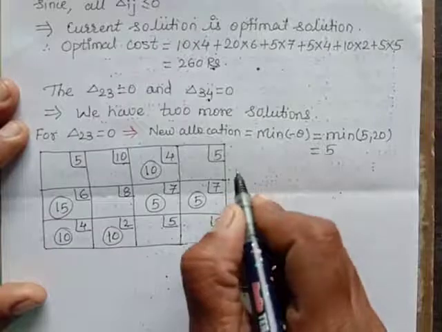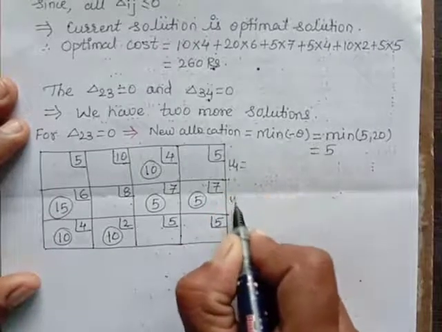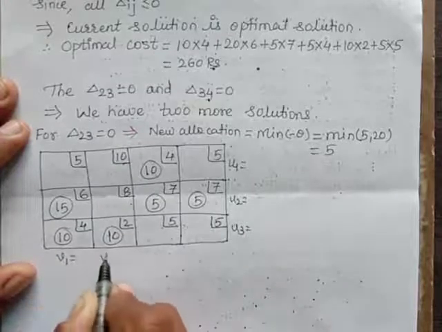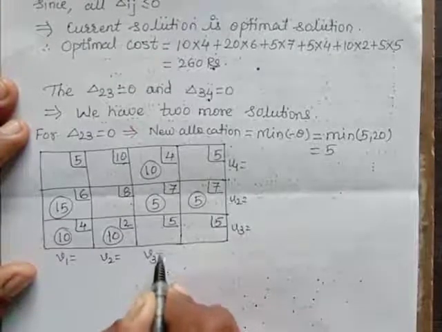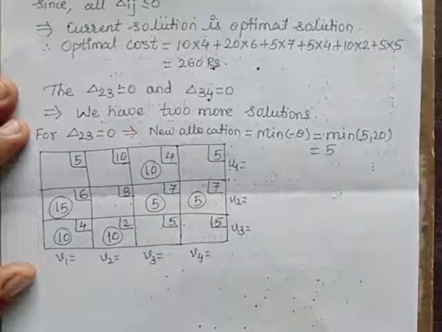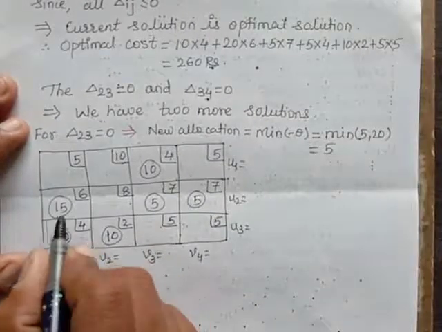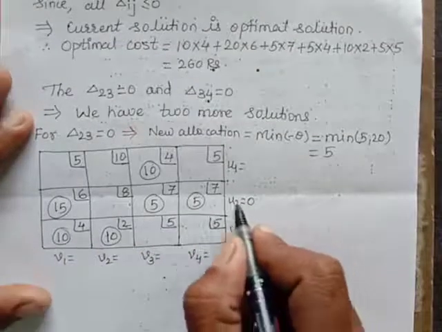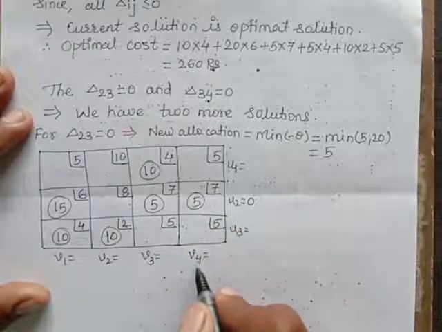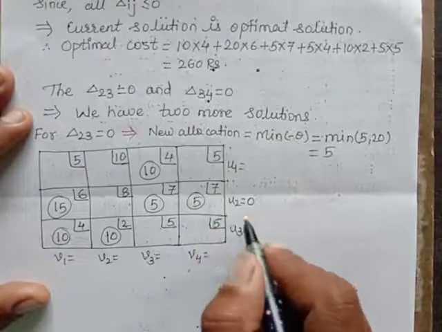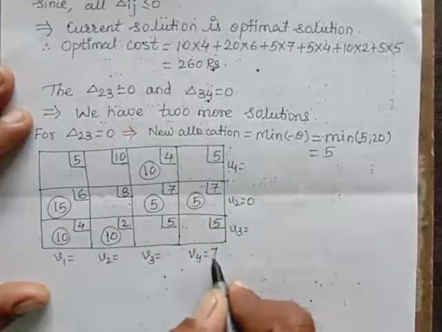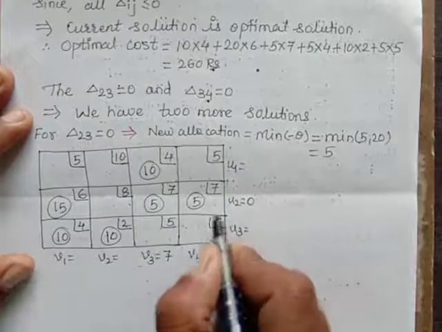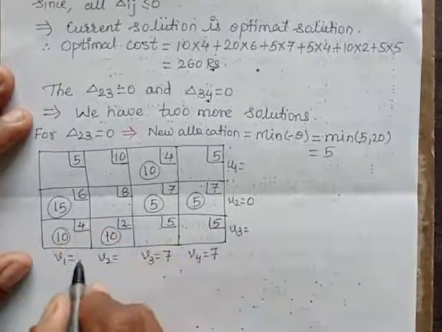So now here U1, U2, U3, again V1, V2, V3, V4. So now again what happened, in second row there are 3 allocations, so we can take it as 0. Now from that, wherever the allocation, those VJs we can find out. So U2 is 0, so U2 plus V4 is 7, so I will write 7 here. Again this addition is again 7, so 7 is here. Again this addition is what? 6, so 6 is here.